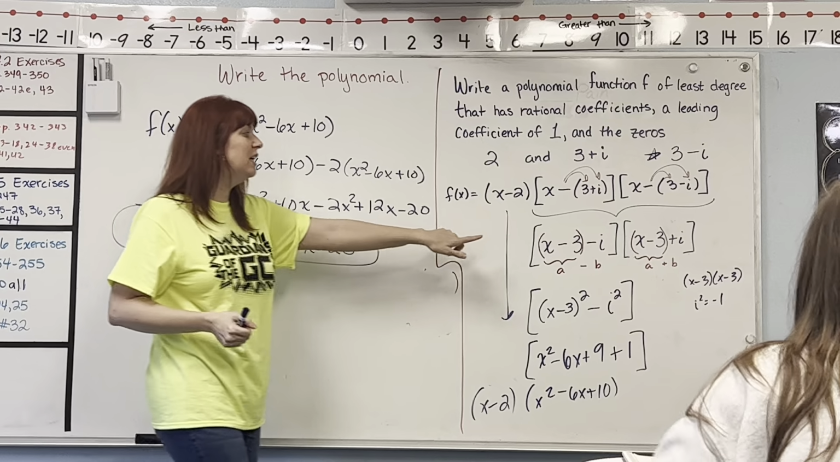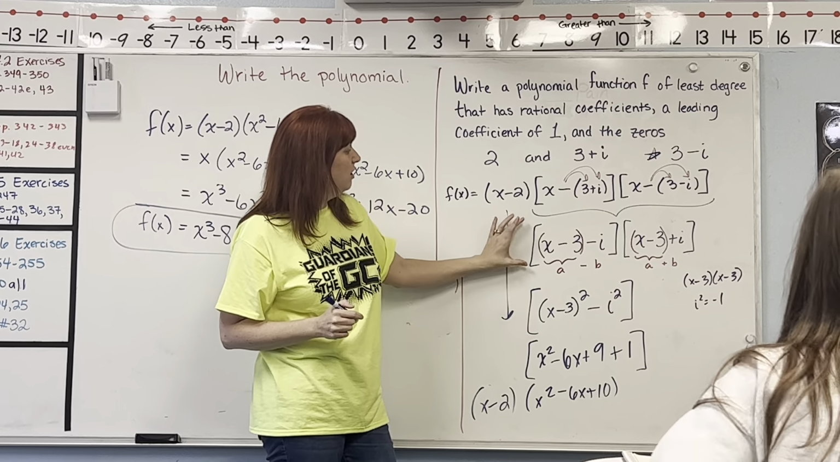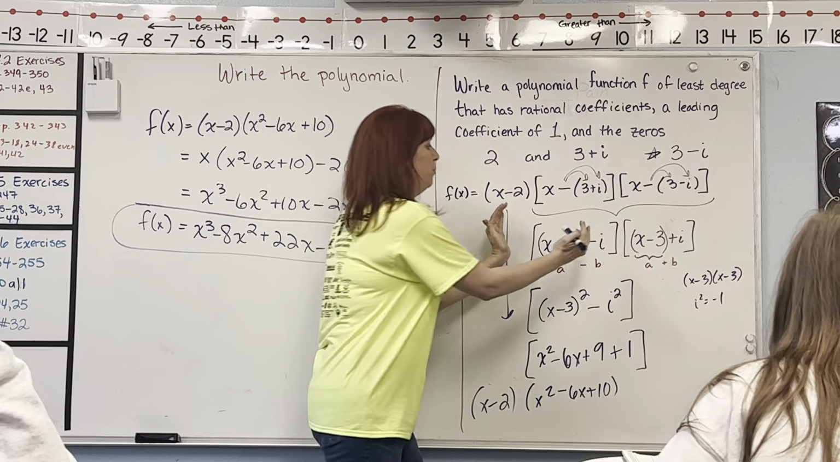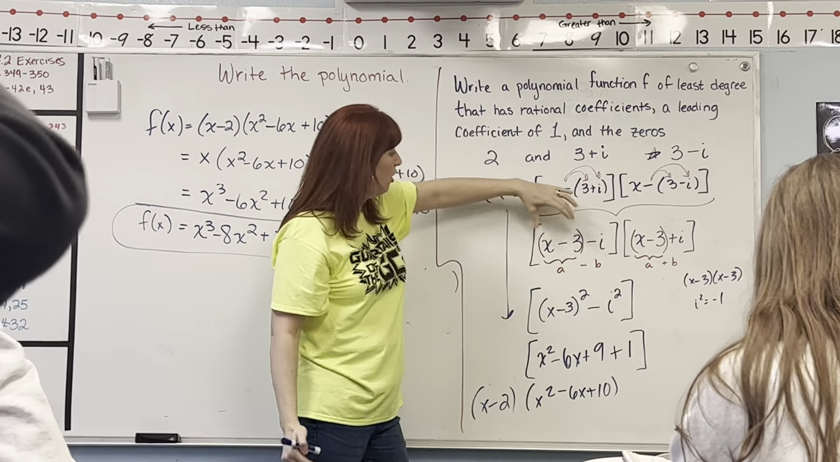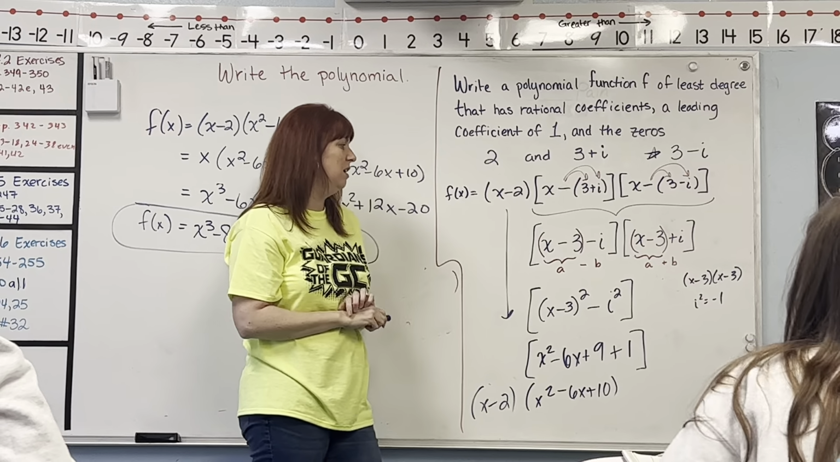This is the trickiest step, and if you want to write down what to do here, you distribute one of these on the negative, then you put parentheses around this half, then you go to the a squared minus b squared.